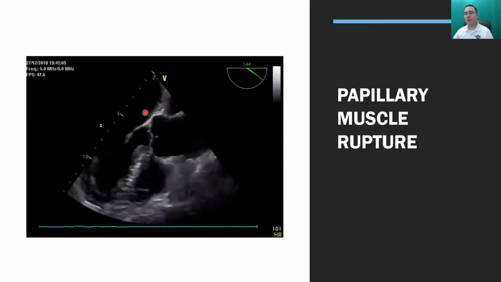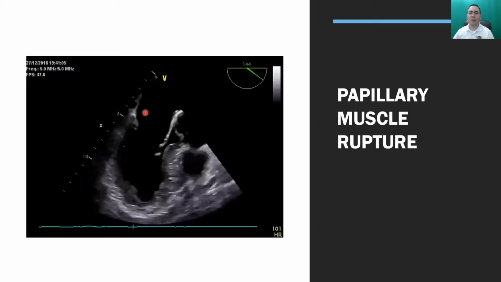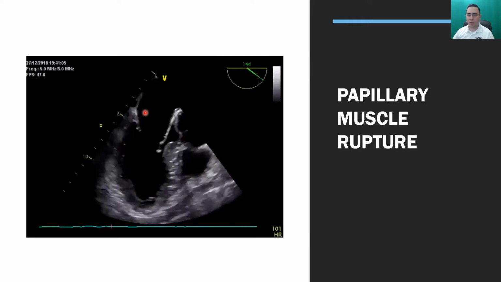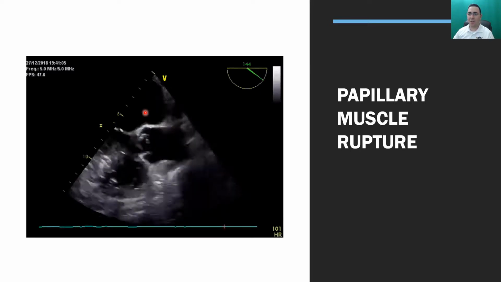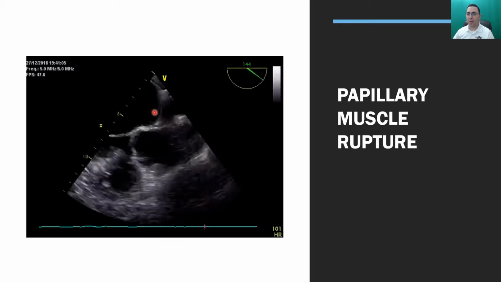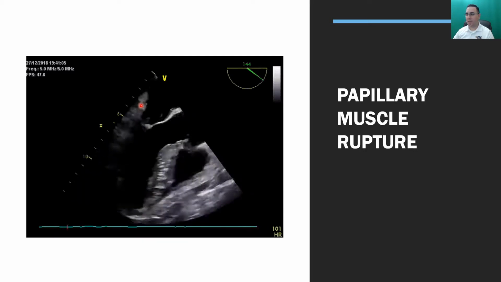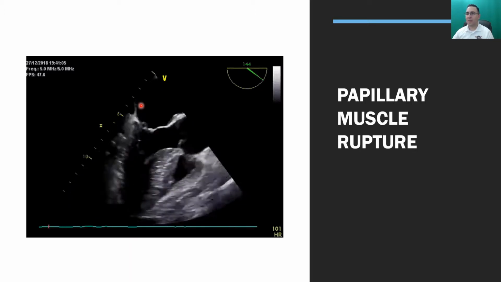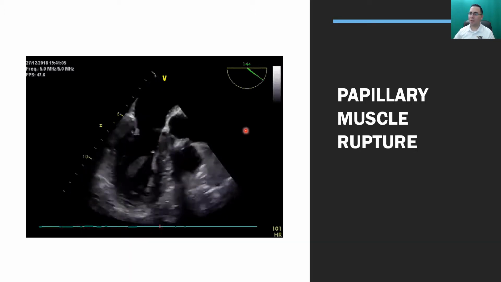And if you put the color flow on this picture, you're going to have maybe a huge regurgitation or insufficiency taking place in here. You're going to see that jet of mitral regurgitation or insufficiency. So that's another complication of ischemic disease. All right, let's move forward.